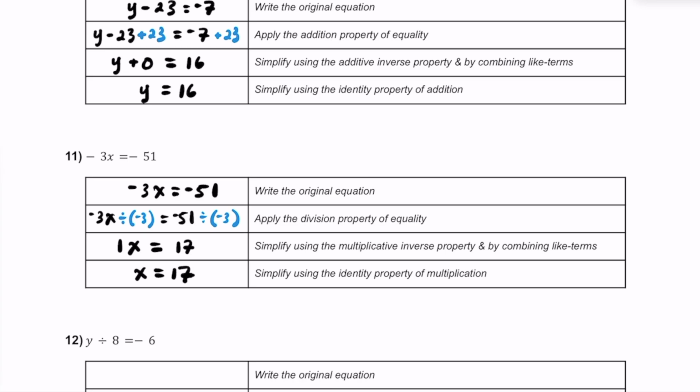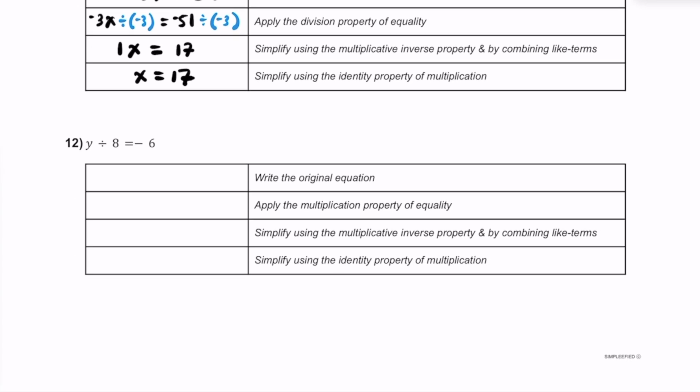Okay, let's try one more of these types. The original equation here is y divided by 8 is equal to negative 6. Okay, not using fraction bars right now for these types of equations, but we will later on. Let's go ahead and apply the multiplication property of equality. That means you're going to multiply both sides by a specific number. So in this case, what number does that make sense to use to get y alone?